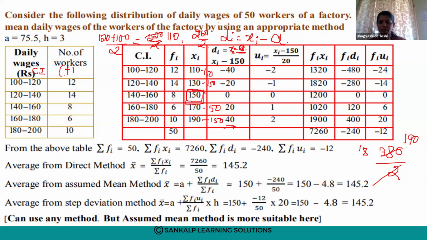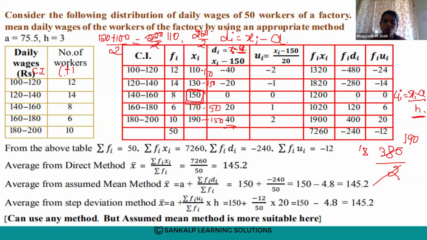Di can be calculated by Xi minus A. Remember. Next, we'll calculate Ui. Ui can be calculated by Xi minus A divided by H. So already you have calculated Xi minus A, right? Divided by H. H is the class size, right? So remember, Ui is equal to Xi minus A divided by H.